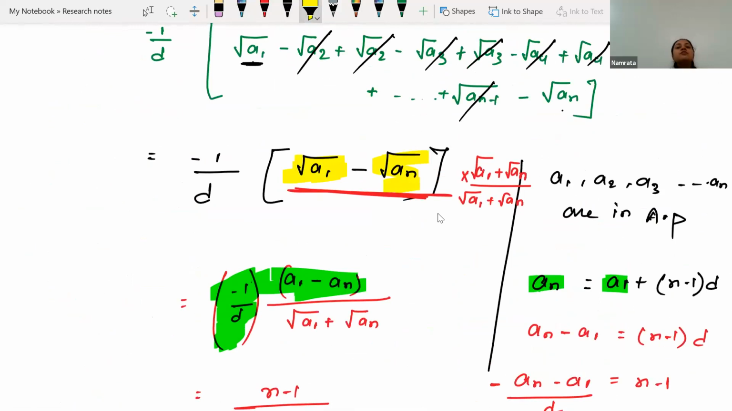So again, rationalization we usually do for the denominator. Here we are doing the same process for the numerator. So what are we going to do? We will be multiplying with the same thing, like root a1, root an, but with a plus sign.